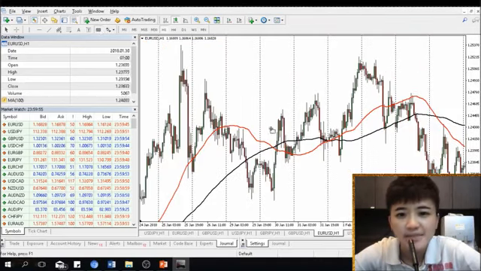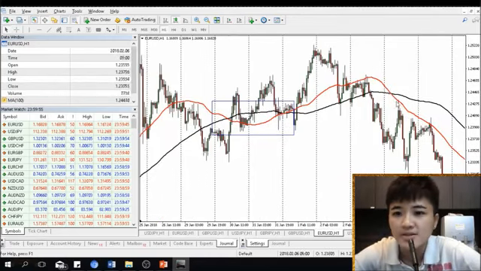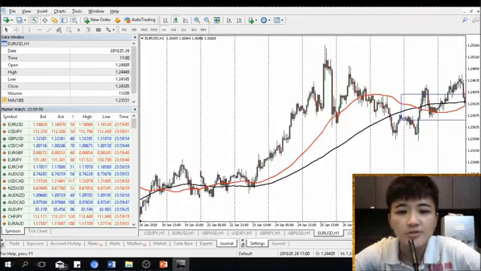Now here's an example of a false crossover. You see that the 50 SMA crossed the 100 SMA. Instead of the markets going down, the markets continued to trend upwards. Only during the next crossover did the market really change the trend. So be careful not to rely on moving average alone.